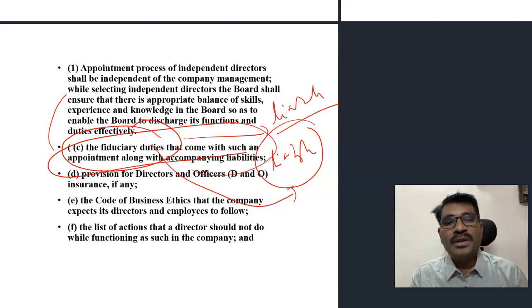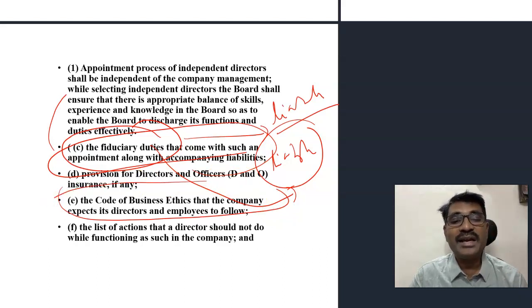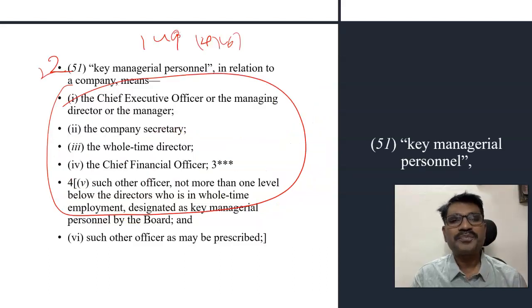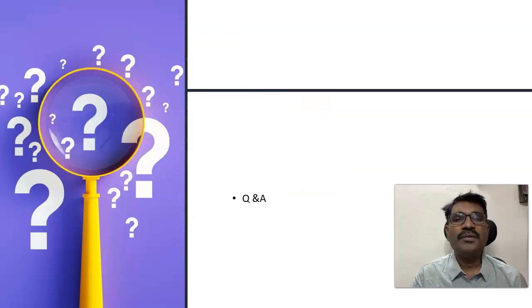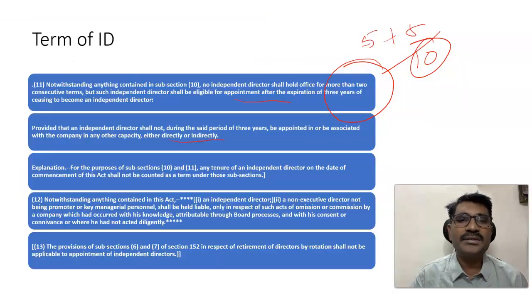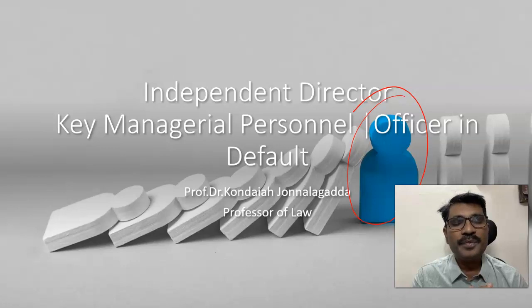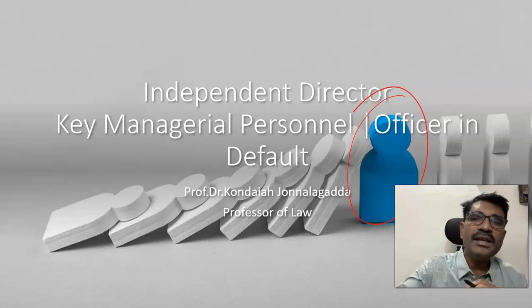It also talks about independent directors having a code of business ethics that the company expects its directors and employees to follow. That is also very important. So in that background, I brought the definition of independent directors as well as key managerial persons. The concluding remarks are that an independent director is a separate category of directors, and they are provided certain duties, certain obligations, and also certain privileges under company law. At the same time, they become equally liable to the extent of violation of their fiduciary duties, and also to the extent of their liabilities given under the Companies Act.